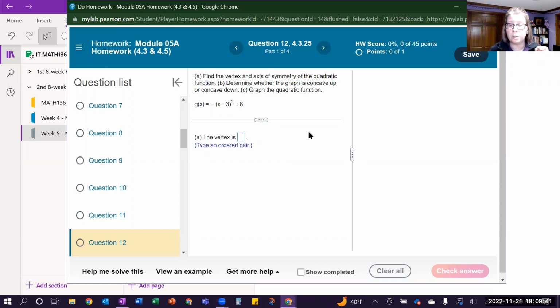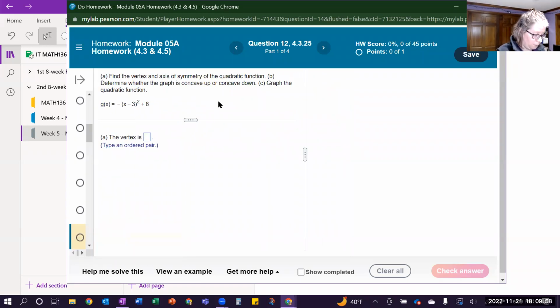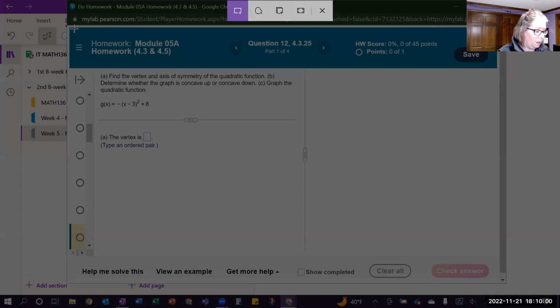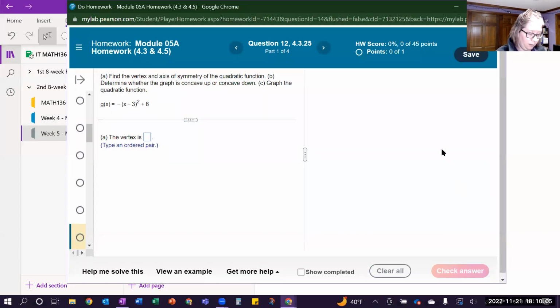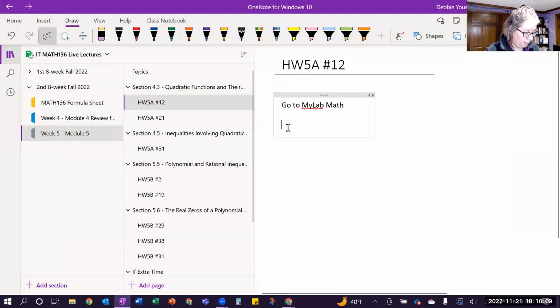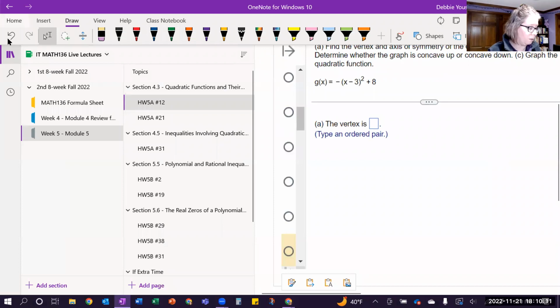So I picked this one because we're going to use the actual graphing tool in MyLab, which sometimes can be a little tricky because it's not the same as what you would do if you were graphing on paper. And it's also really not the same as what you would be doing if you had a graphing calculator. So you have to know how to use the MyLab tool. So what I'm also going to do is grab a screenshot of this to put on a screen I can write on easily. And then we'll pop back in here when we do the graphing part.